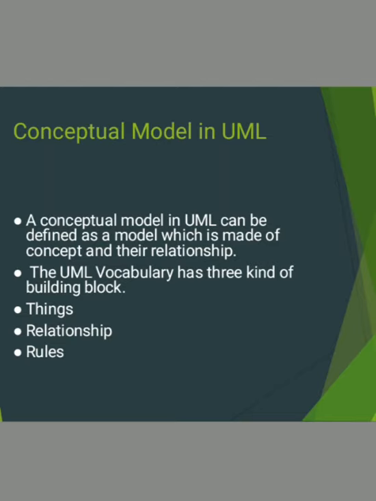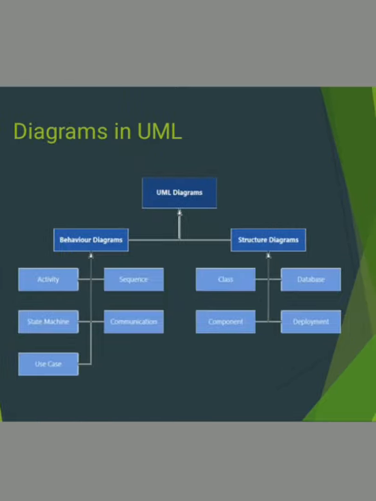A conceptual model is the first step before drawing a UML diagram. It helps to understand the entities in the real world and how they interact with each other. The UML vocabulary has three kinds of building blocks. First, things, second, relationships, and third, rules. Things are the basic elements in a model, while relationships bind these things together. Diagrams bind collections of things.